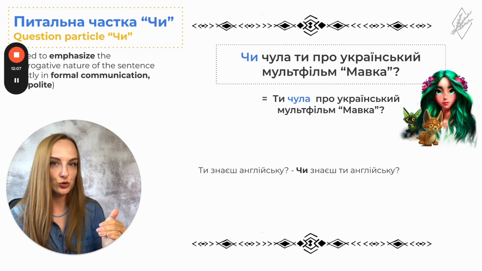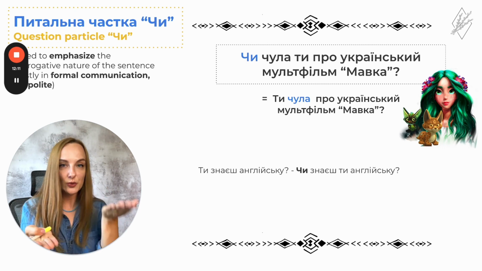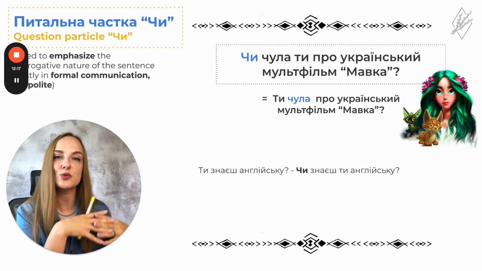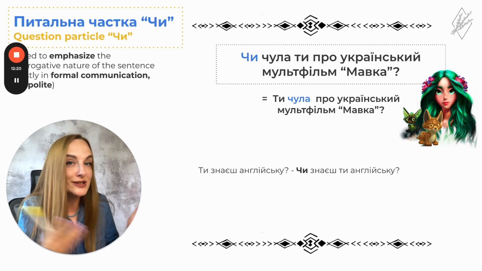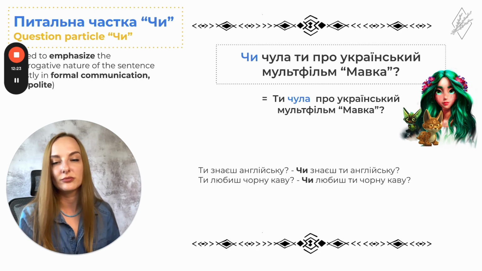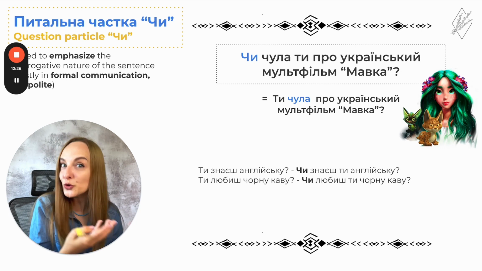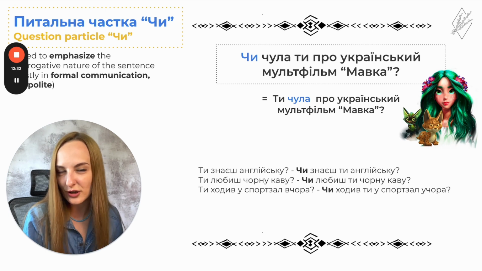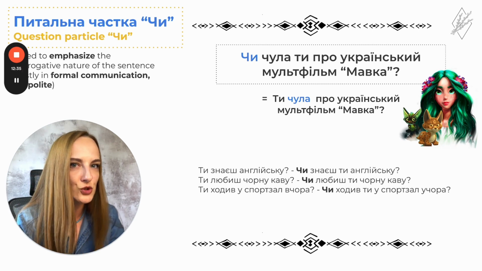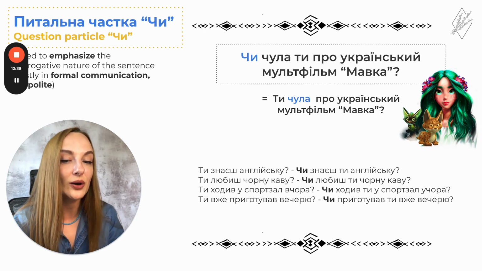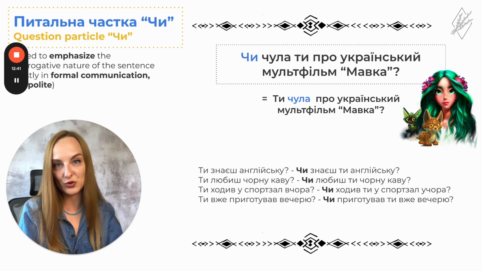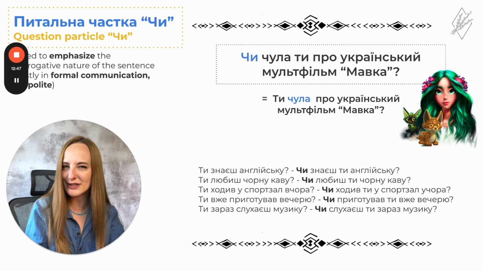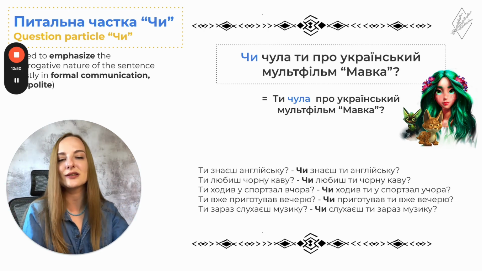Ти знаєш англійську? Чи знаєш ти англійську? These two questions are logically, by meaning, absolutely equal. But the second one is more formal and more polite. Чи знаєш ти англійську? Or this one. Ти любиш чорну каву? Чи любиш ти чорну каву? Or this one. Ти ходив у спортзал вчора? Чи ходив ти у спортзал вчора? Ти вже приготував вечерю? Чи приготував ти вже вечерю? Ти зараз слухаєш музику? Чи слухаєш ти зараз музику? So these questions are equal.